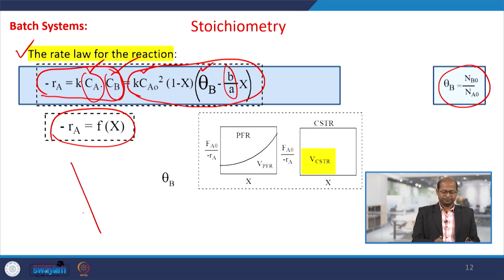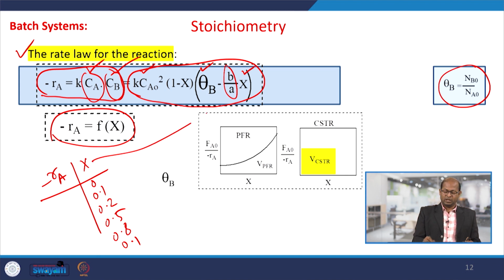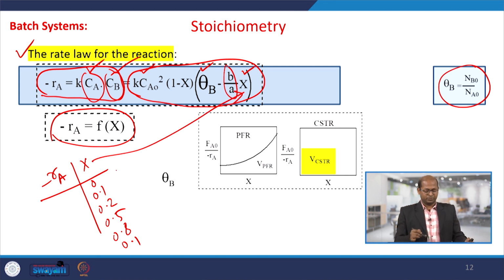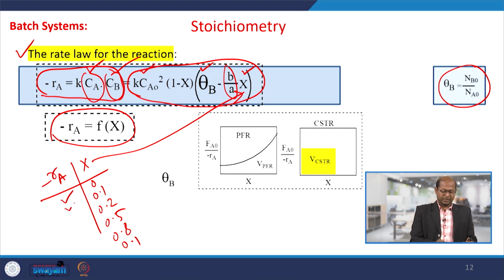Therefore, if we want to get the rate for that particular reaction, we can put in x values this way: 0, 0.1, 0.2, 0.5, 0.8, and so on. Then we will get the corresponding minus r A.